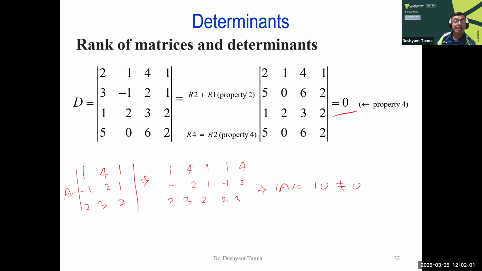Definitely non-zero. See, if it is 0, you go to the next one. If the next one is also 0, go to the further next, until you have verified all 3 by 3 determinants, right? And if all of them are 0, then only you say the rank is not 3. If you find one of them that is non-zero, simply say rank is 3. That's it.